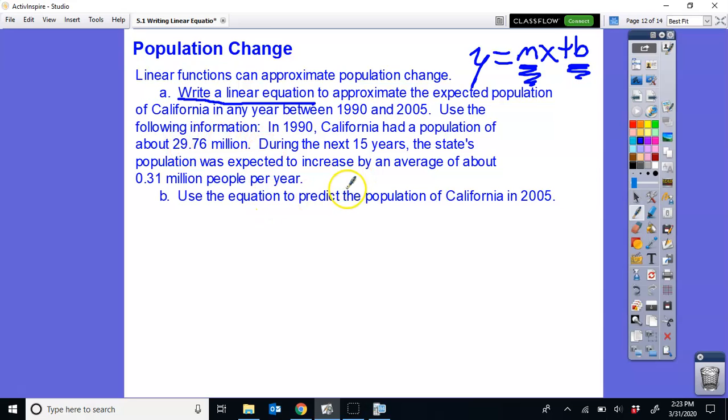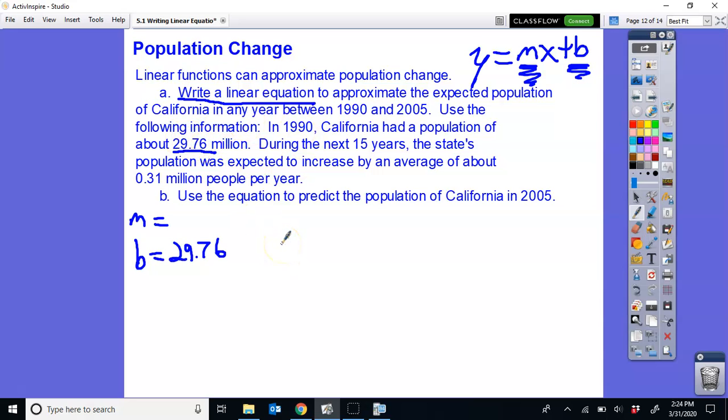What is that number? I'm hoping you're screaming at the screen that right there, 29.76, is the beginning amount. That's the B. How do I know that is the B, 29.76 million? Well, because it says in 1990. You're looking at years between 1990 and 2005. That's the beginning year. That's the beginning amount. If that's what you're starting at in 1990, that's the beginning amount.